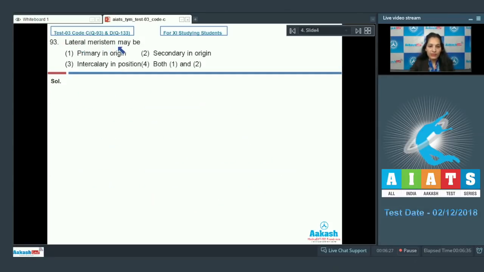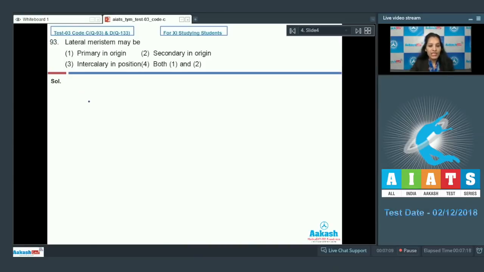Question number 93. Lateral meristem may be first option primary in origin, second secondary in origin, third intercalary in position, fourth both 1 and 2. Before dealing with this question, you should know about the lateral meristem. What is lateral meristem? Lateral meristem is present along the lateral sides of a plant. It is not seen in all the plants, but is seen in the plants which show secondary growth. It is present in the roots and shoots of those plants which show secondary growth. So lateral meristem is responsible for the secondary growth.